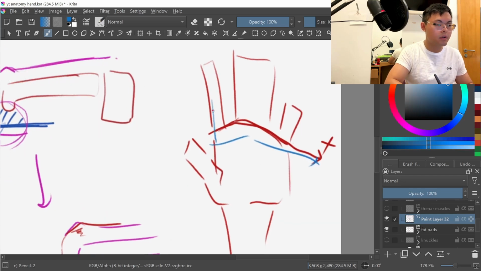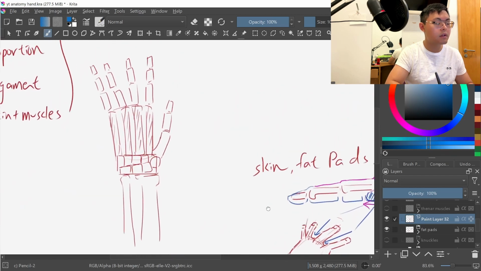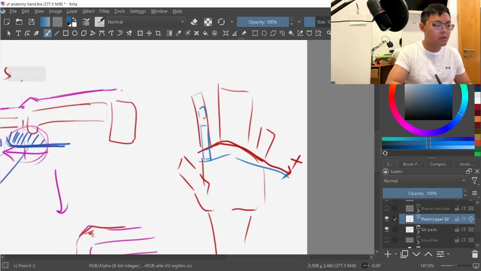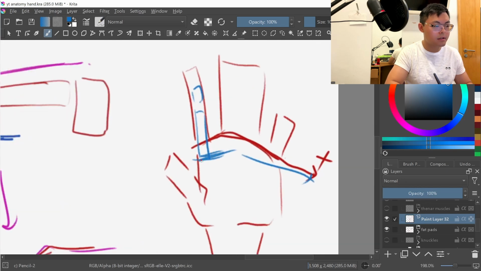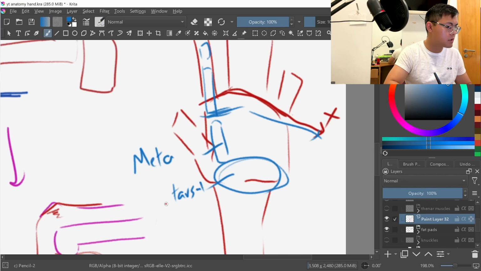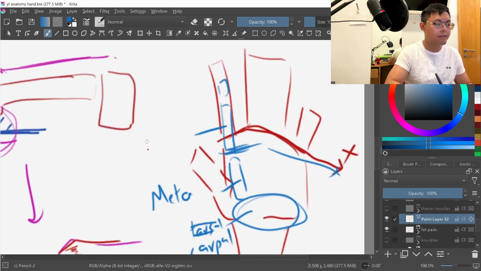Because your, what is this called? Tarsal muscles? The phalangeal bones actually stop here and connect to the metacarpal bone. That's the carpal bone, sorry, not tarsal. Carpal bone. And then that's the phalangeal bone.